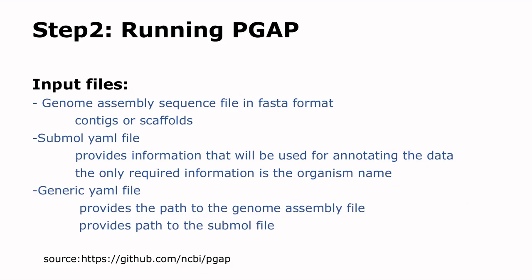And the third one is the input YAML file. This file provides paths to the genome assembly file and then the submol file. So paths for the submol YAML file and genome assembly should all be placed in this input YAML file. All these three files are needed in order for PGAP to run. Now we can hit the terminal to begin the process.